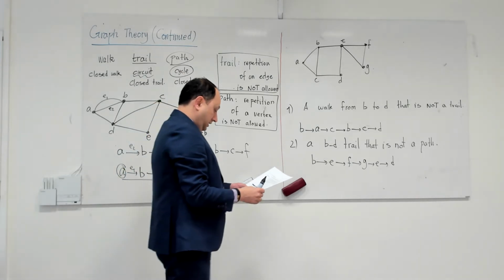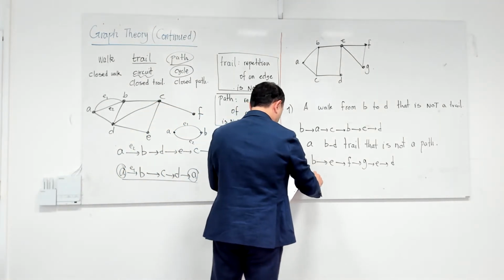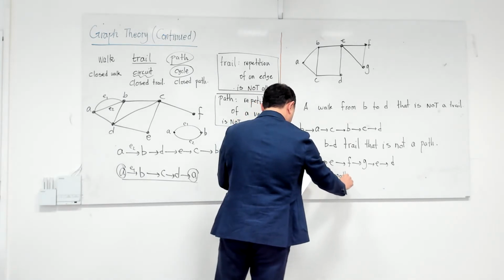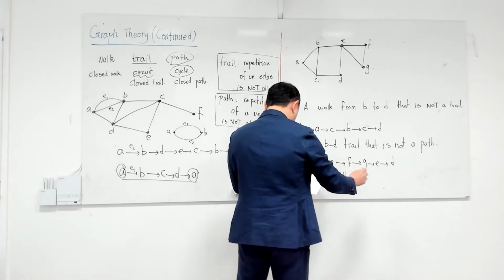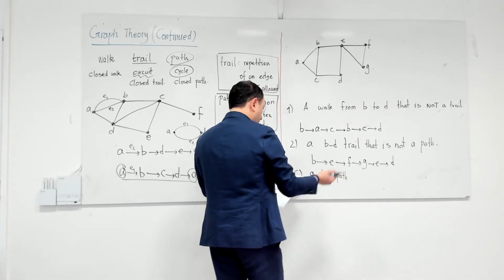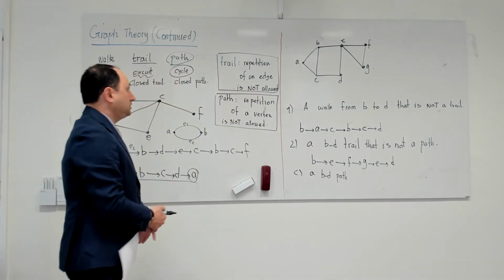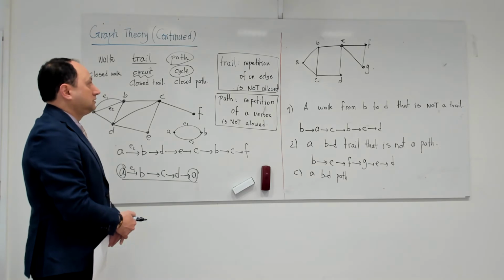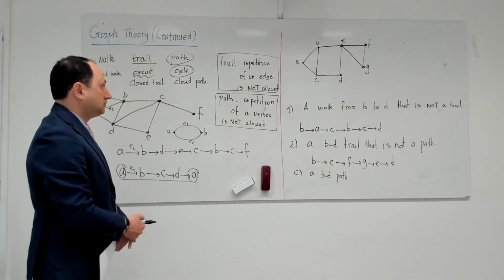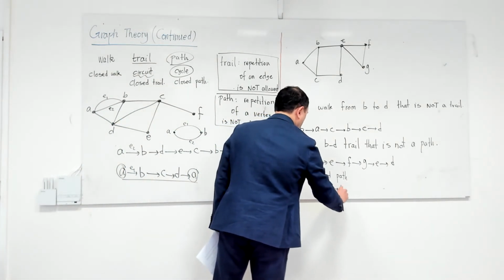Okay, part C, let me just do this one. A path from B to D. That's the question. So what is a path from B to D? Yes? B to C to D. B to C to D, yes. It's the simplest one.